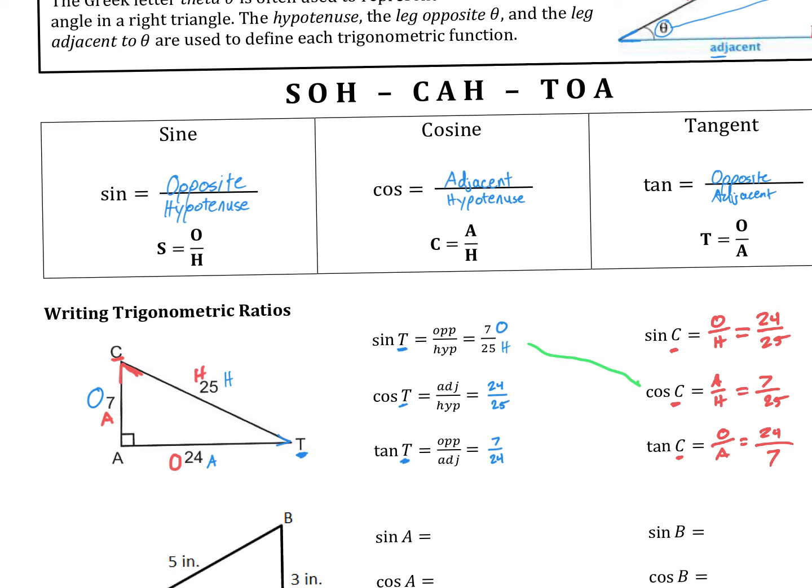Okay, so if you notice, if we look at these, the sine of T ends up being the same thing as the cosine of C. Cosine of T ends up being the same as sine of C, and then the tangents are just flipped, right? The numerator became the denominator, and vice versa. Okay, so let's move on to the next one.